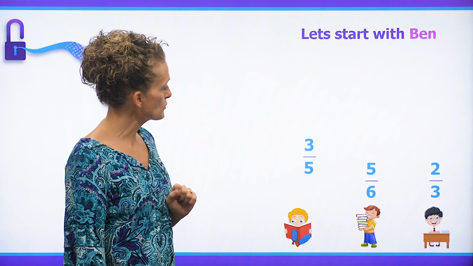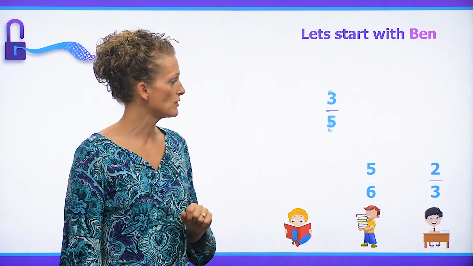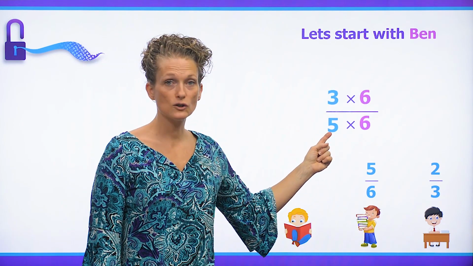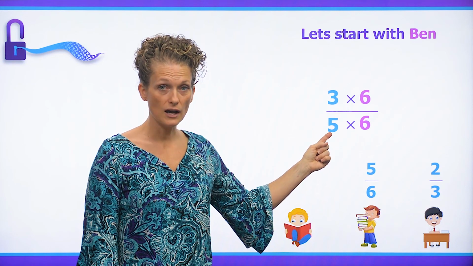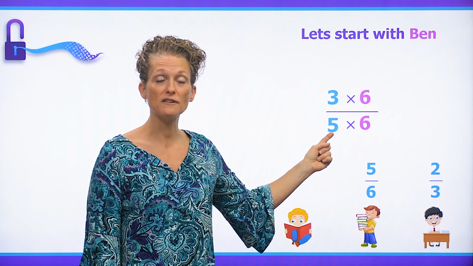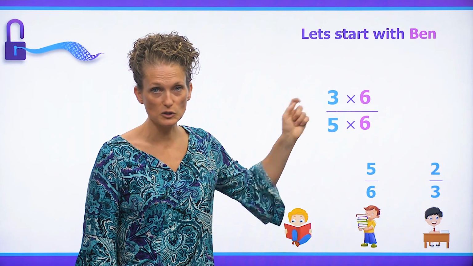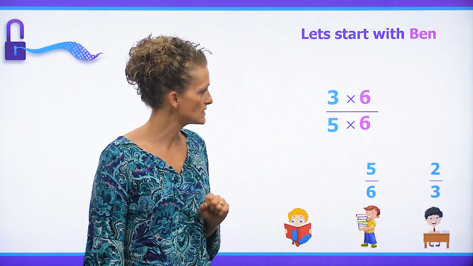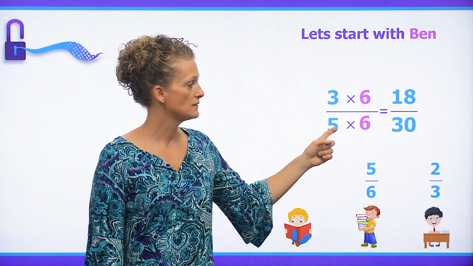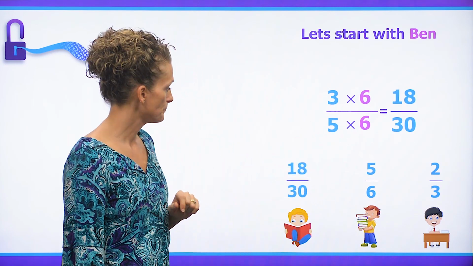All right, so let's start with Ben, 3/5 of an hour. In order to get 30 as our lowest common denominator, we have to multiply 5 by 6. If we multiply the denominator by 6, we must multiply the numerator by 6. And 3 times 6 is 18, 5 times 6 is 30.